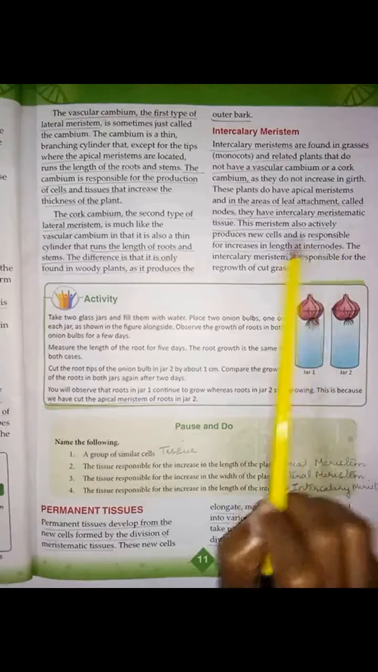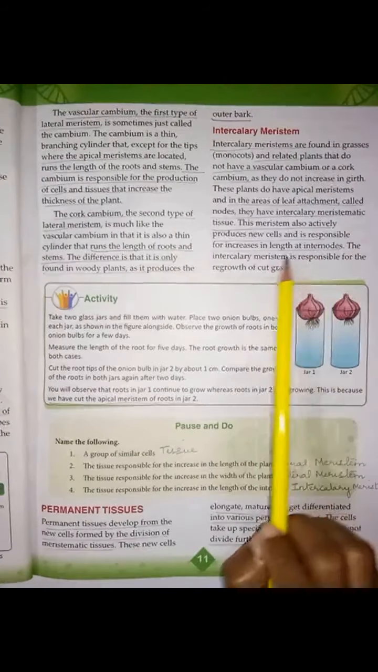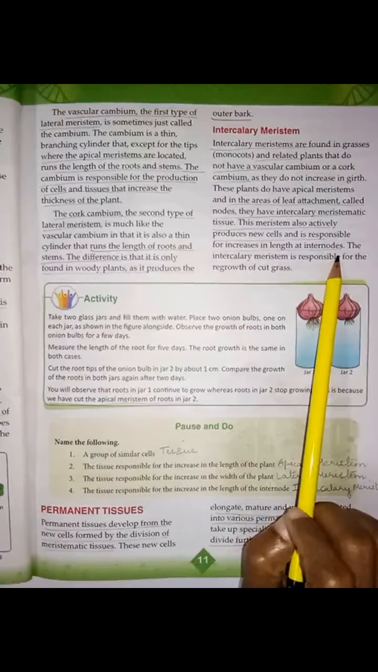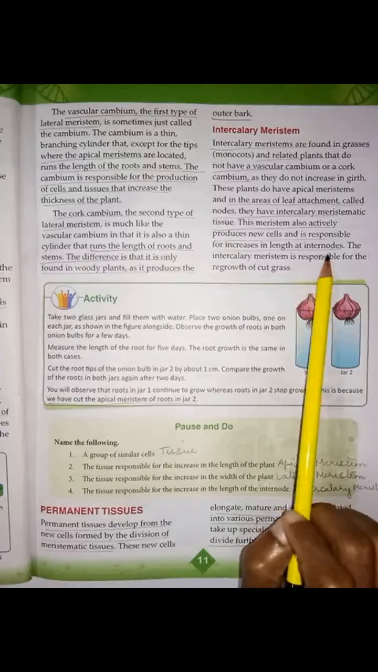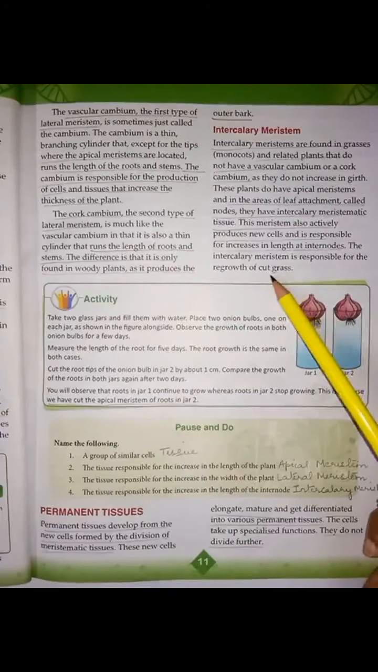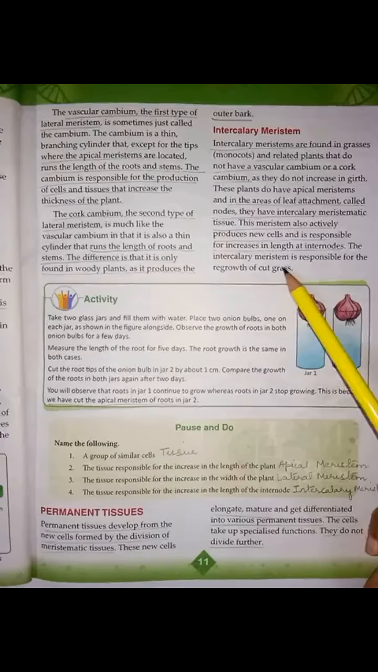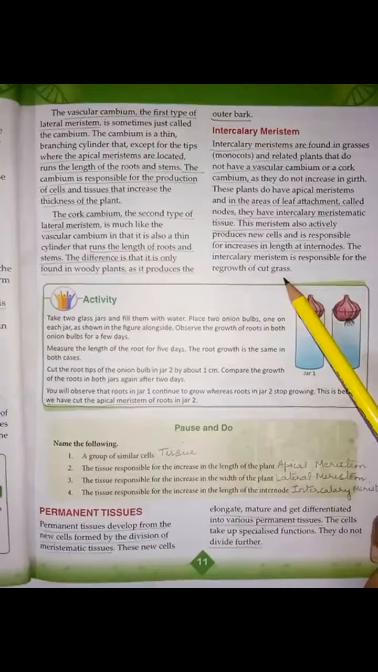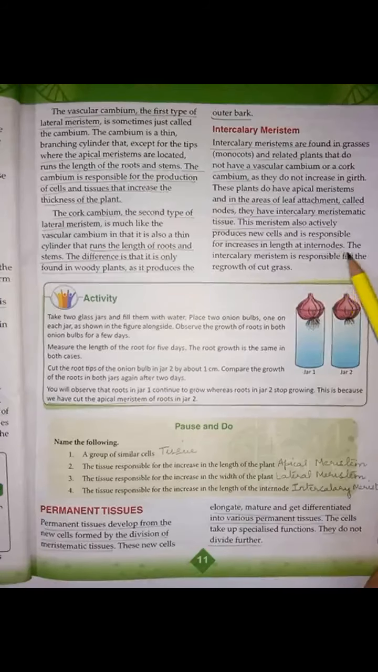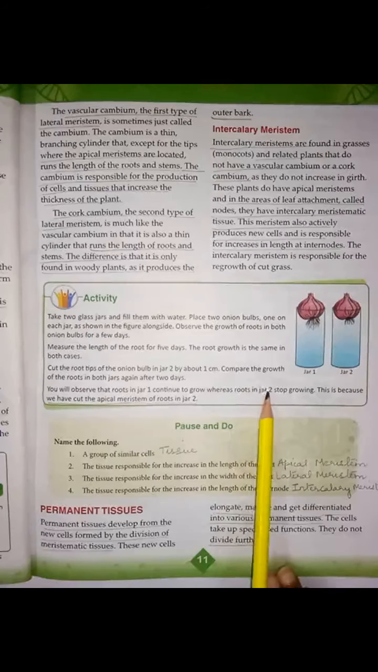This meristem also actively produces new cells and is responsible for the increase in length at the internodes. Now what is an internode, children? It is the gap or the space between two leaves. From where the leaves arise, the gap between the places where the leaves arise is known as the internode.